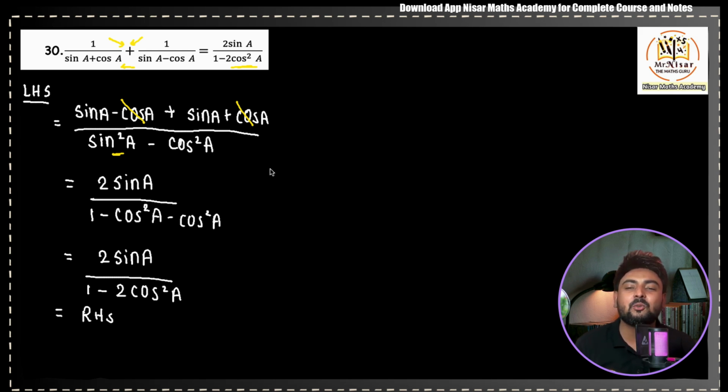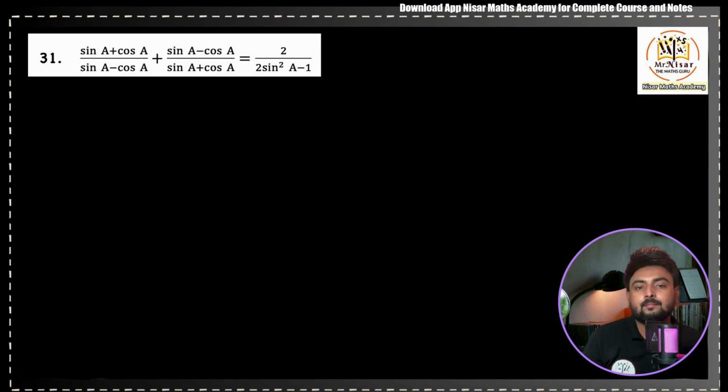It was a very easy question, just cross multiplication. Now if you see which type of question we are solving, the question of cross multiplication. In the previous part, what we have solved, questions of rationalization, before that conversion questions, and before that converting into sine and cos. Okay, you just need to understand the type of question here. Let's go ahead for the next question.